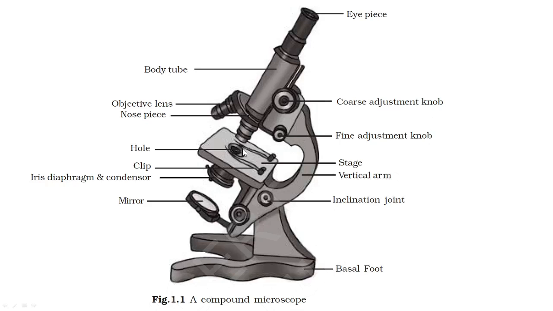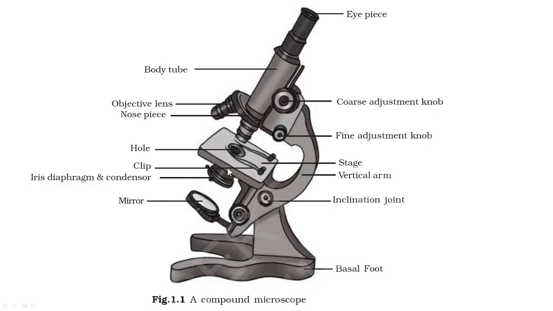We see with the help of light. So there is a mirror over here. This particular mirror has got two sides. One is concave, another is plane. So you can use it accordingly, depending on how much light you require. If you need more focused light, you can use the concave mirror; if less light is needed, you can use the plane mirror.